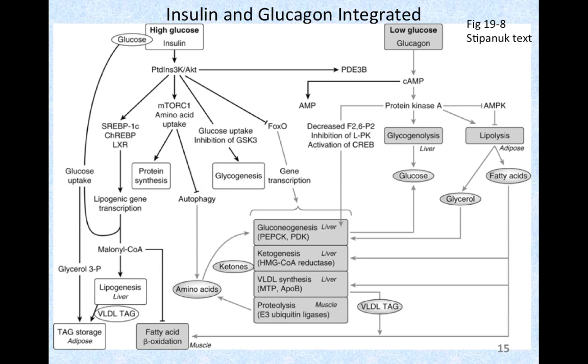Okay. And a lot of this is review, but it puts it all together because the other slides weren't fun enough. Let's put it all together. High glucose and insulin. Insulin binds to its receptor, stimulates the phosphatidylinositol 3 kinase and AKT. And for example, let's look right here.